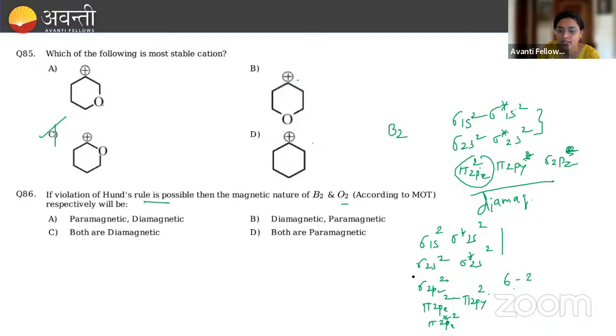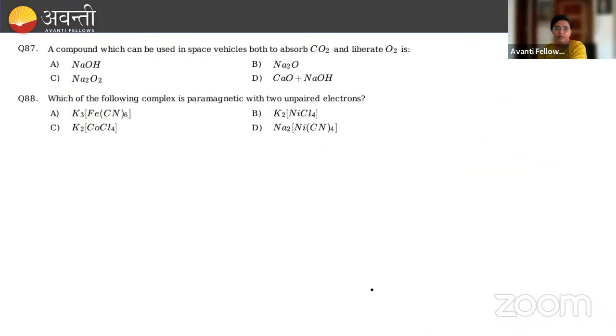Again, this is a paired electron, paired electron, paired electron, paired electron. We need to find out the magnetic moment. We don't need to find out the bond order. So both are diamagnetic in nature. You can see all are paired. Nothing is unpaired electron.